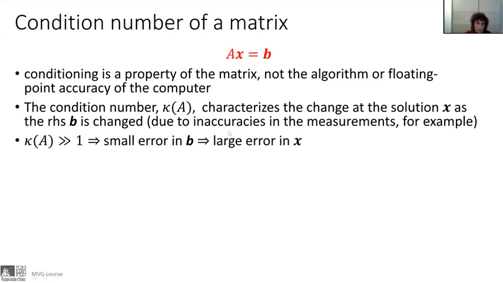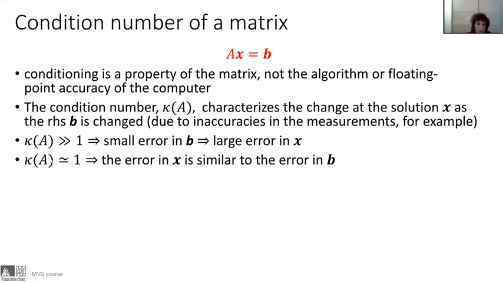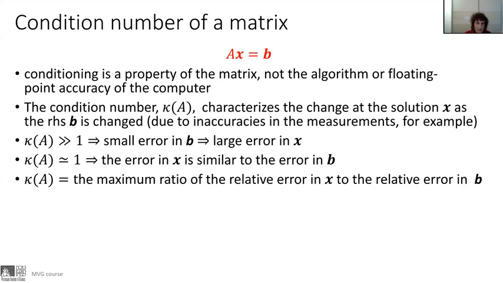I mean that if the condition number of a matrix is large, when I perturb a bit the right-hand side, I get a large error in X. And if the condition number is approximately 1, actually it can be no smaller than 1, the error in X is similar to the error in B. If I perturb B a bit, then X will get a small perturbation like I got in B. And this is very important in solving linear sets of equations. Actually, the condition number is the maximal ratio, the worst ratio, between the relative error in the solution with respect to the relative error in the right-hand side.